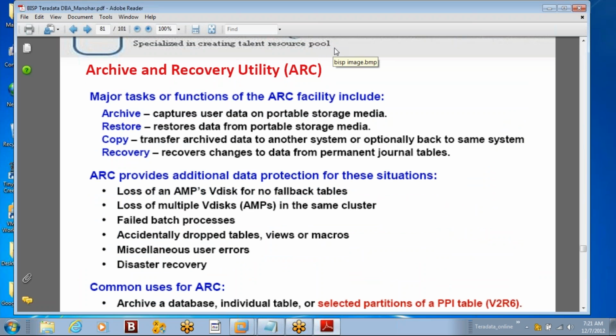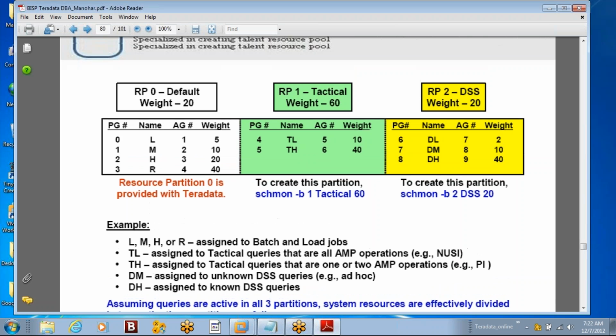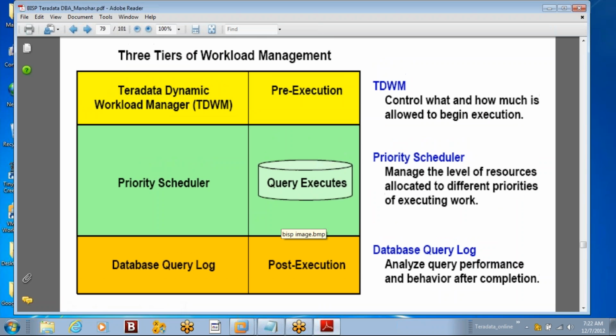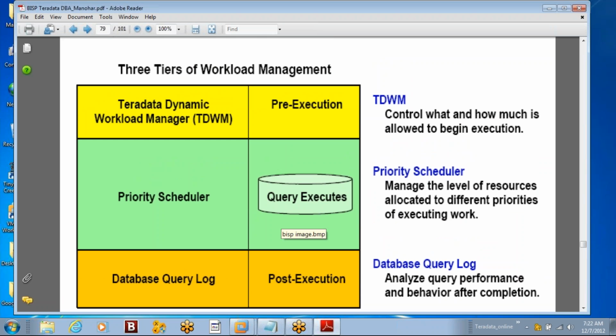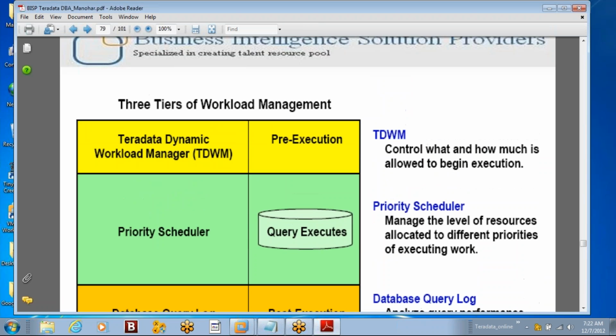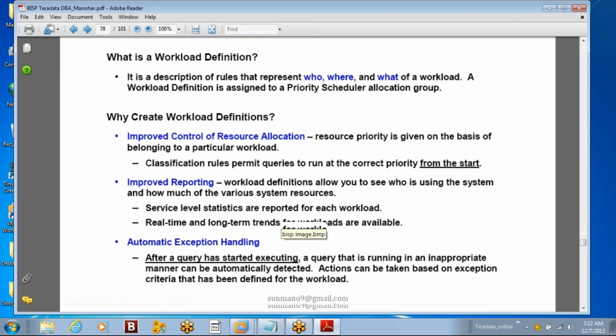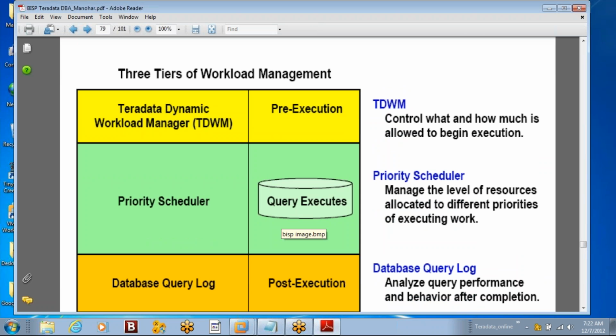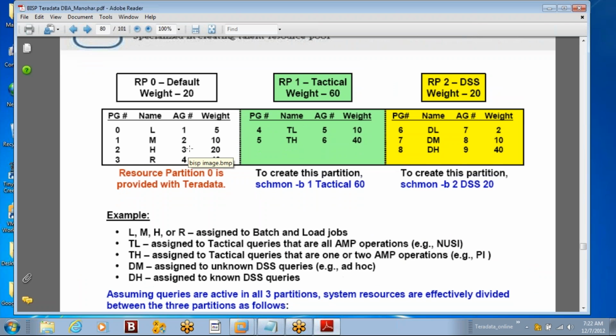Manoj, where is this resource partition division done? Is it done in the server, in terms of CPU cycles or memory? Are you asking about the tool through which we do it? Yes, which tool, and how is the resource partition division done, like when we give the weights 60, 20, 20, where do we define that?